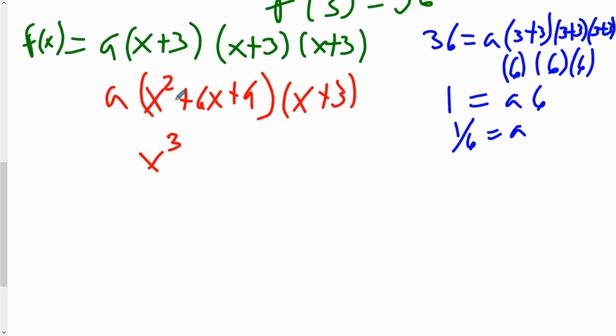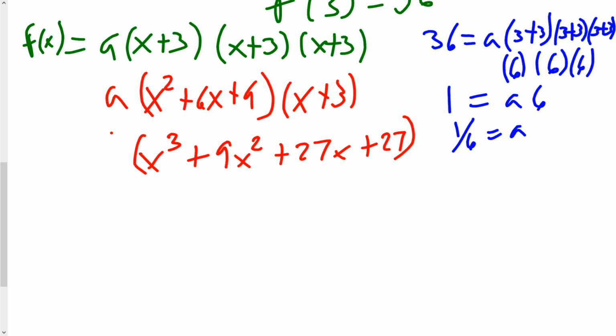We get a 3x squared plus a 6x squared is a 9x squared. We get an 18x and a 9x. That's a 27x, and then 3 times 9 is 27. So there's that polynomial. Now we can distribute our 1/6 here. So our function goes through that point.